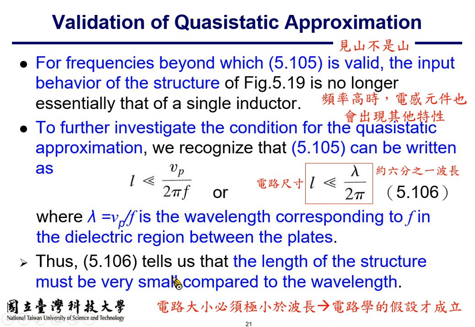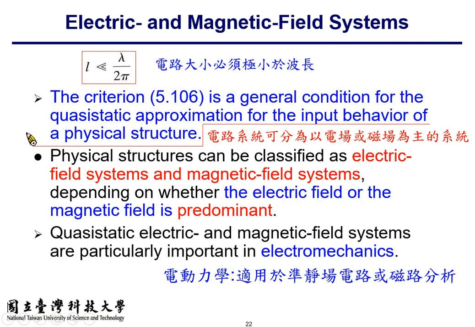So the conclusion for today's lecture is that the circuit size must be much smaller than wavelengths so that the lumped circuit assumption can be sustained, can be valid. Which means you only need the zeroth order term and the first order term to represent the general behavior of the circuit components in this circuit. Okay? So the circuit size must be much smaller than the wavelengths.